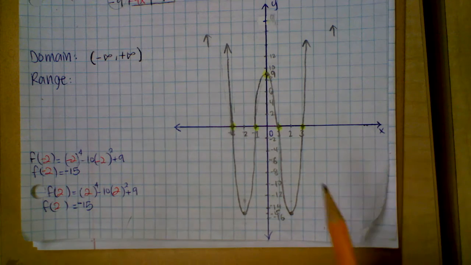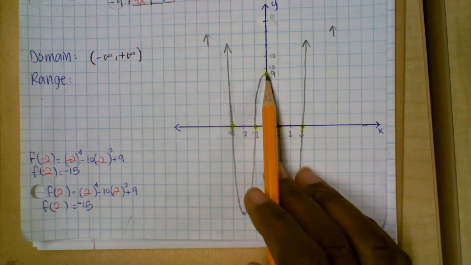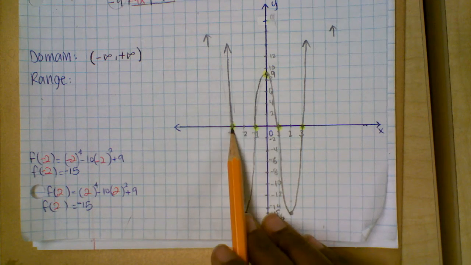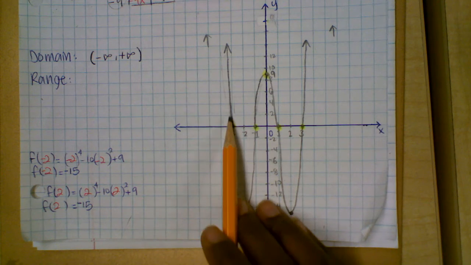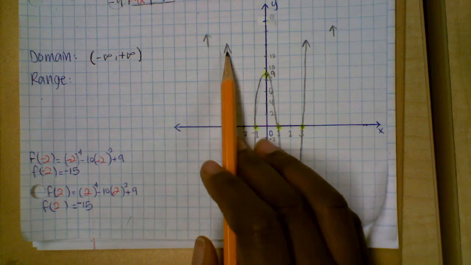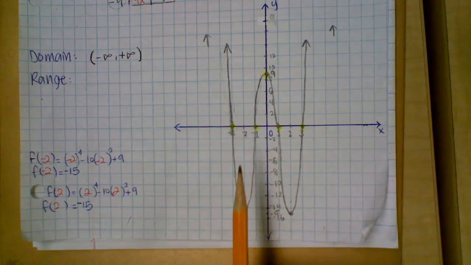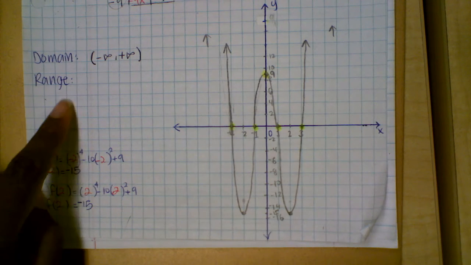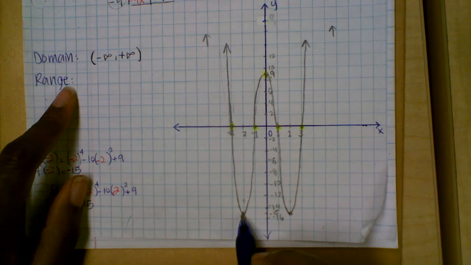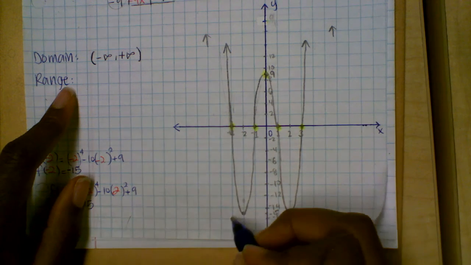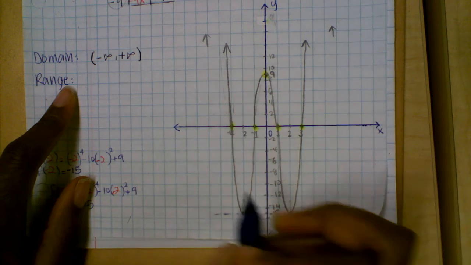Okay, so again, both arrows point up, the y-intercept is at (0, 9), and you make sure that the polynomial, since you have 4 single roots, must cross over. Okay, so now we can go back to the range. So you see that the lowest y value that the polynomial can have is right here at negative 15.